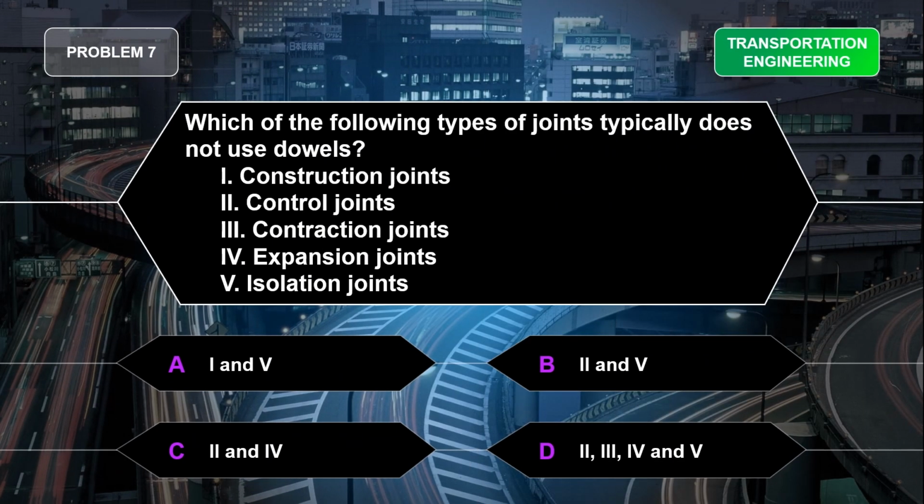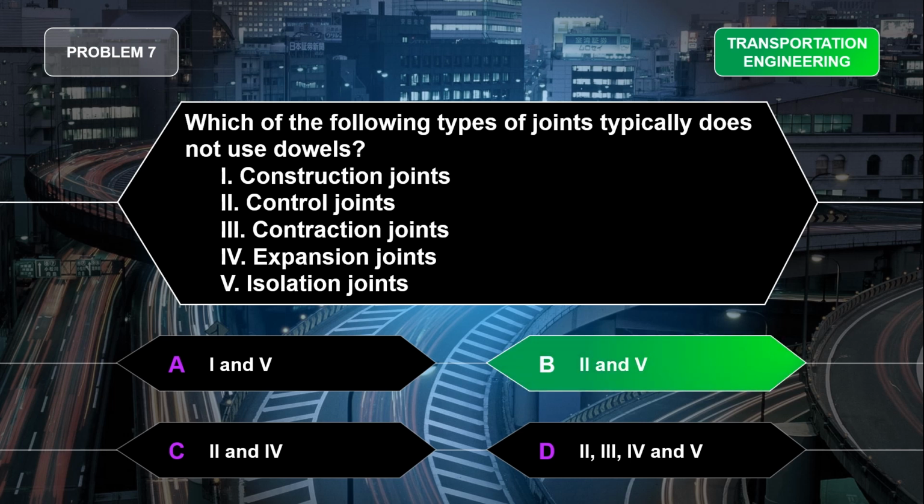Problem number 7. Which of the following types of joints typically does not use dowels? 1. Construction joints. 2. Control joints. 3. Contraction joints. 4. Expansion joints. 5. Isolation joints. A. 1 and 5. B. 2 and 5. C. 2 and 4. D. 2, 3, 4 and 5. The correct answer is letter B. 2 and 5, or control joints and isolation joints.